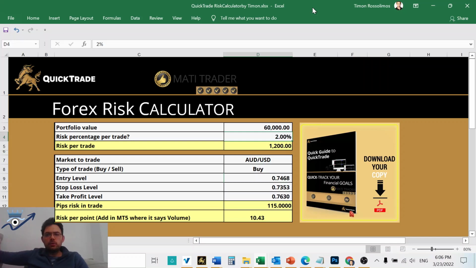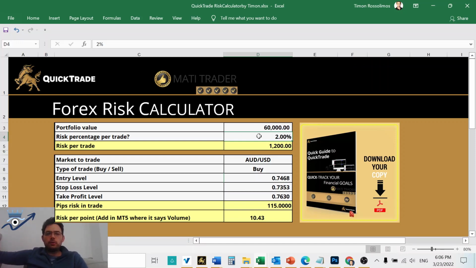Okay, here's a tool on how to calculate your risk per point or risk per pip when it comes to Forex trading using QuickTrade's MetaTrader 5. So let's say your portfolio value is at 60,000. Whether it's rands or dollars, it doesn't really make a difference because it's relative. So the portfolio value is at 60,000.